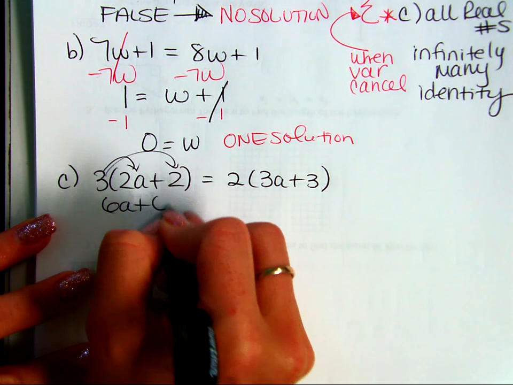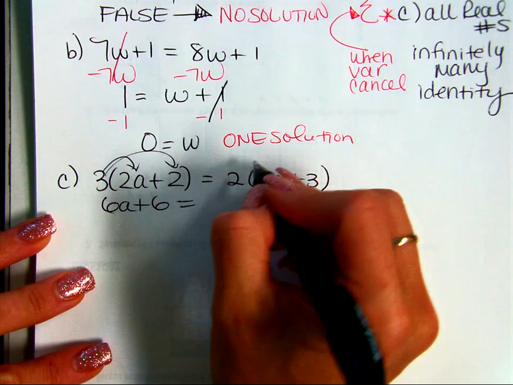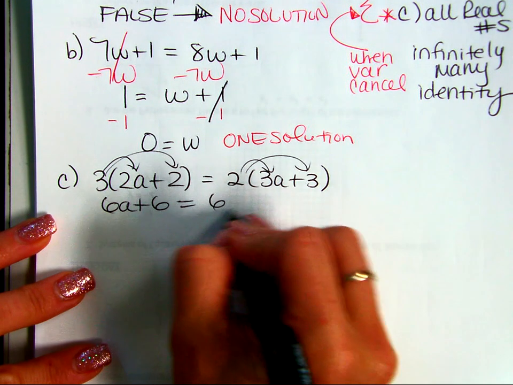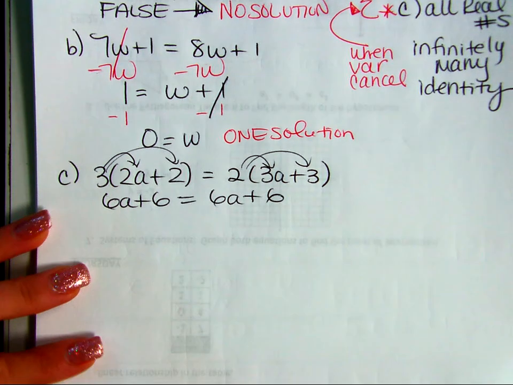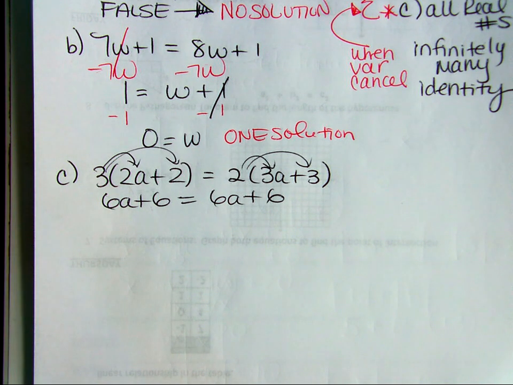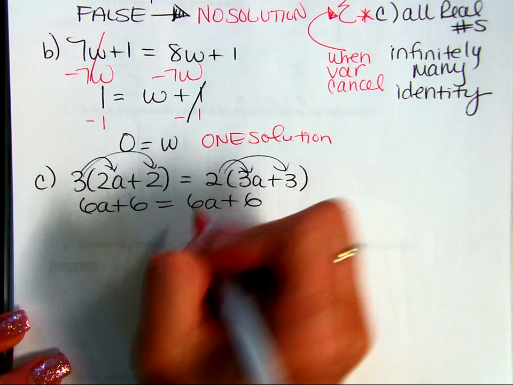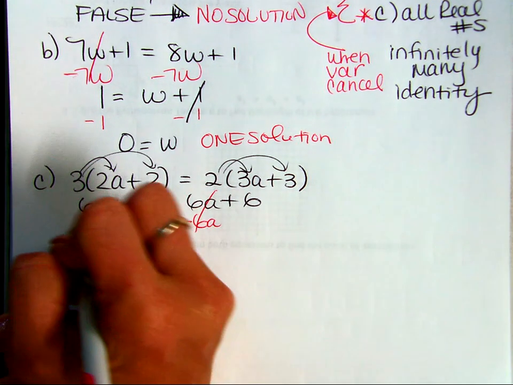Last example, when I distribute, I get 6a plus 6 over here, and 6a plus 6 over here. Technically, I don't need to go any further, because those are identical. Hey, guess what? That's probably why they call it the identity. That's why you're going to see that in the back of your book.